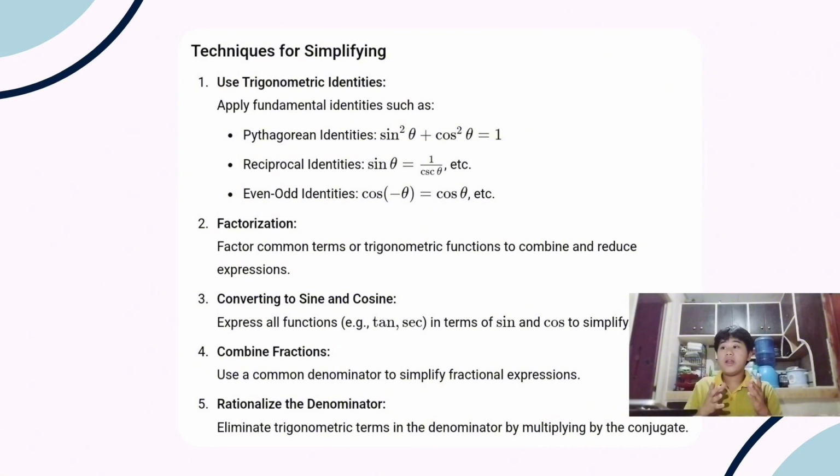Fourth is combining fractions. So use a common denominator to simplify fractional expressions. Some equations don't really need to be converted into sine and cosine. For some equations, it is also good to combine the fractions or look for their common denominator in order to simplify them. Lastly, rationalize the denominator. So eliminate trigonometric terms in the denominator by multiplying by the conjugate.